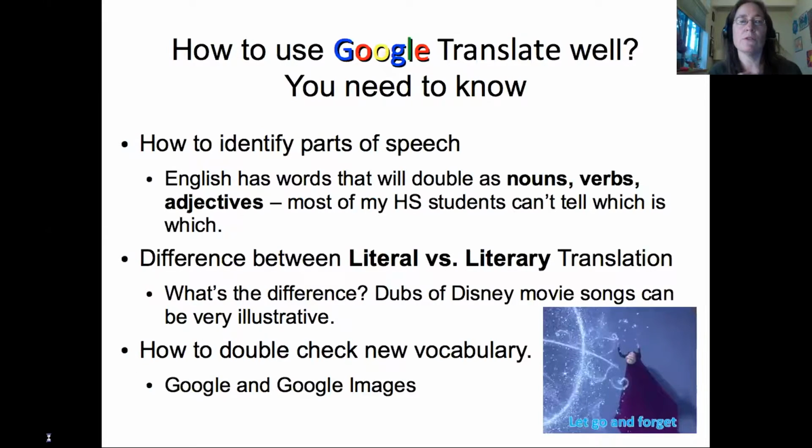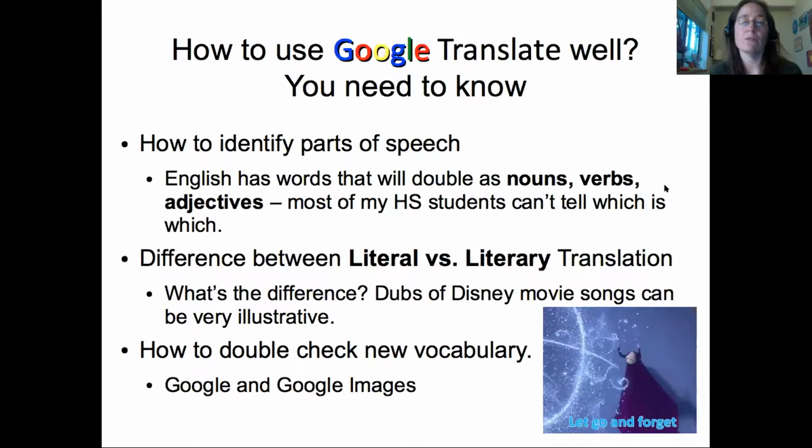And so for students to use Google Translate well, they need to know how to identify parts of speech. So we run into problems with "work" being a noun and a verb, even possibly an adjective if you want to talk about a workspace, although I think technically that's not. Differences between literal and literary translations.